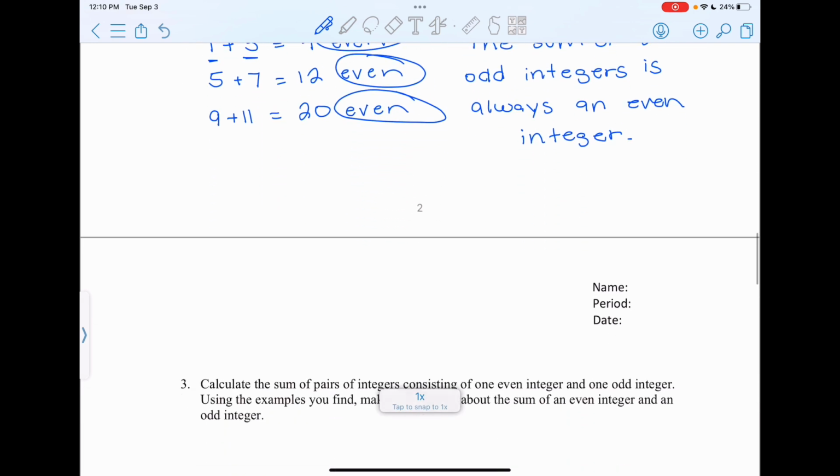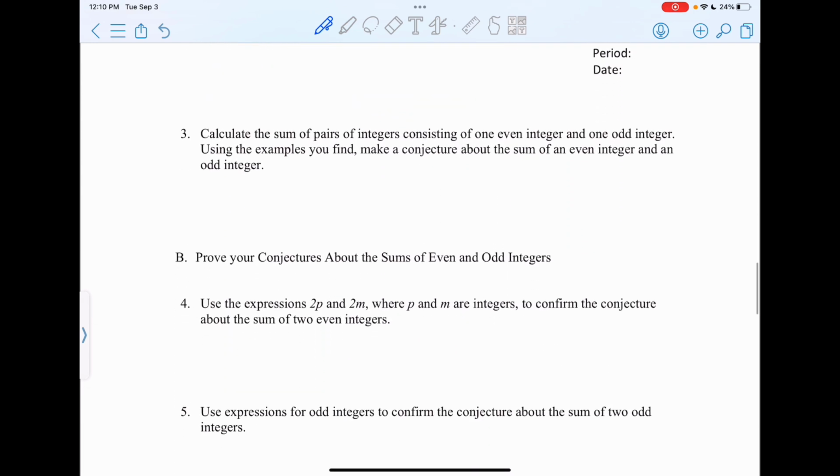Now let's do this one more time, but now let's add 1 even integer and 1 odd integer. So for example, 1 plus 2. 1 is odd and 2 is even. 1 plus 2 is 3, which is odd. I could also add 4 and 5. 4 is even and 5 is odd. 4 plus 5 is 9, which is odd.